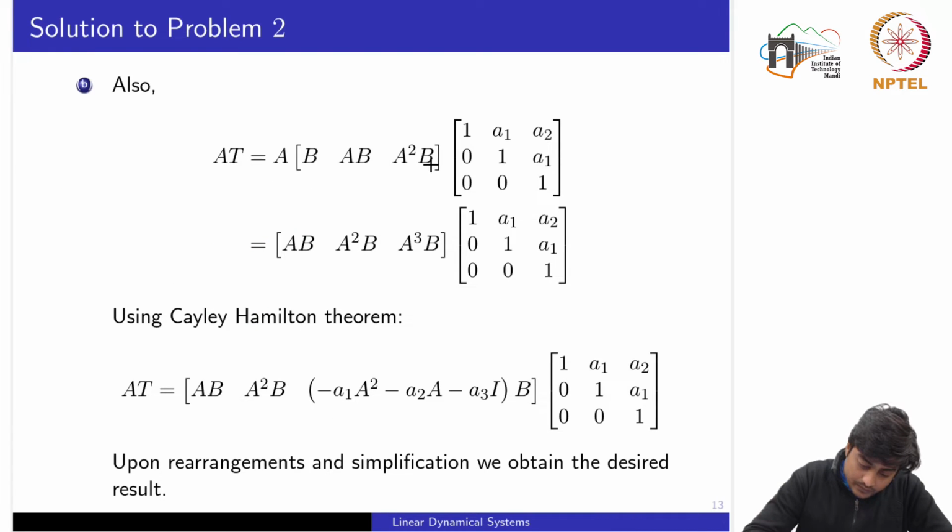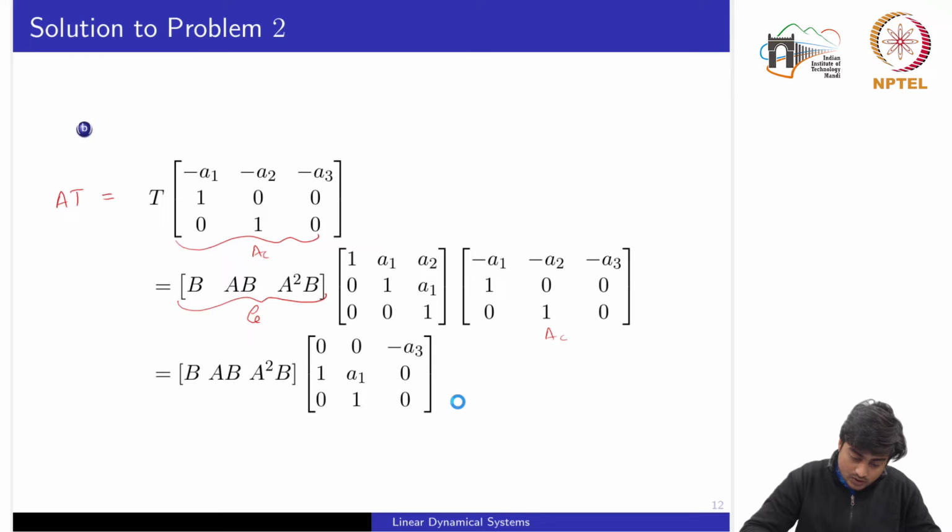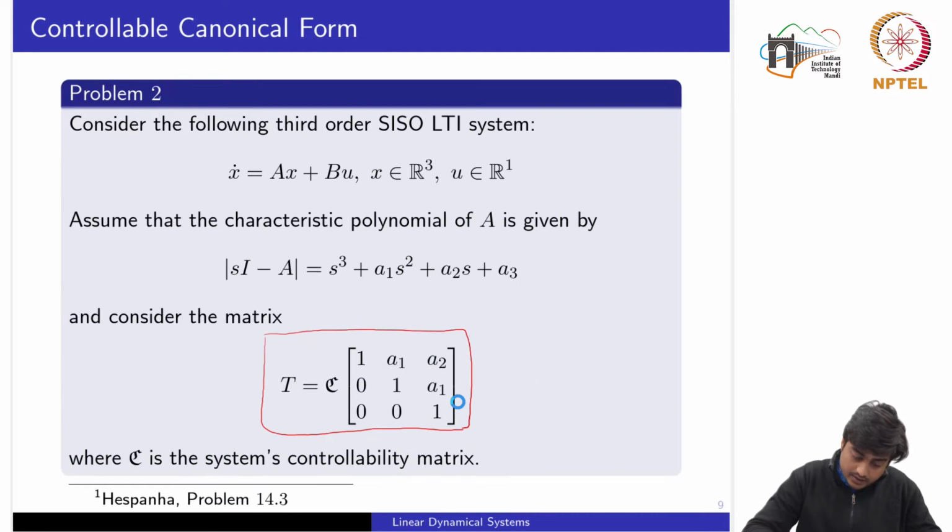So A into T we can write by writing T explicitly into this equation, and this A matrix would multiply with each and every element of the controllability matrix. Now note here that this A cube, again using this Cayley-Hamilton theorem, I could substitute A cube by the lower order forms of the A matrix, which you can obtain directly from this part. Let's call this polynomial P of S.